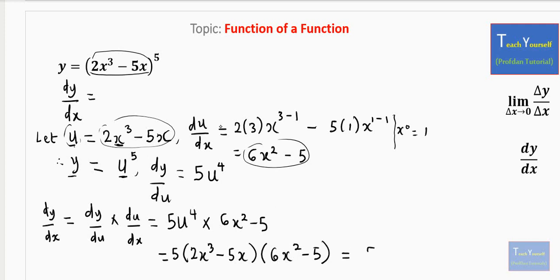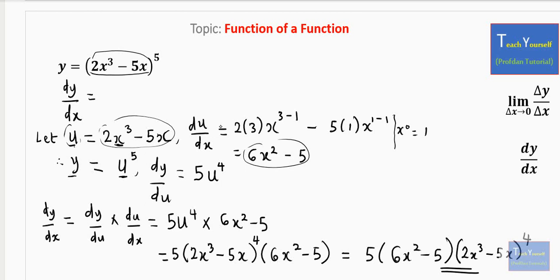If you like, you can still rewrite it as this. It's still the same thing. Following order, lest you forget, put the power 4 there. So we have 2x cubed minus 5x, all to the power 4. So this is your answer.